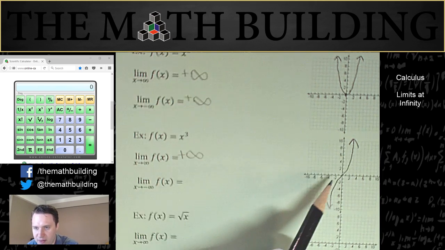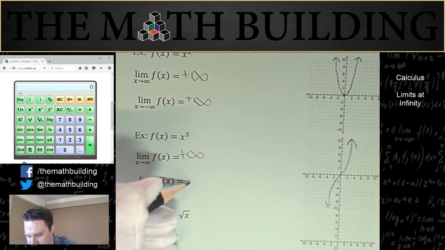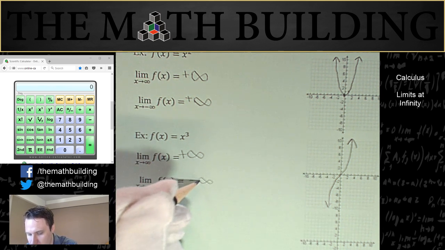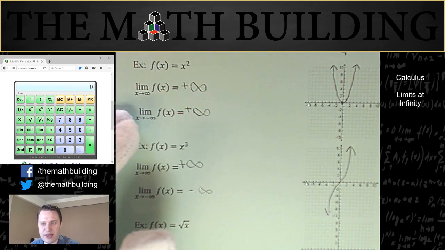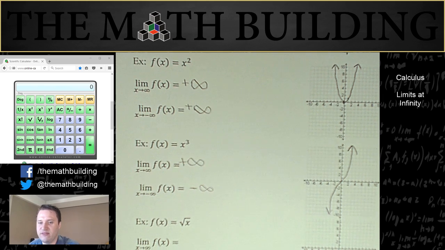How about as x goes to negative infinity? As we move in this direction, we're moving down, down, down. So that's going to be negative infinity. So you can see that x squared is a little different than x to the 3rd. As we're going down, that limit is negative infinity.